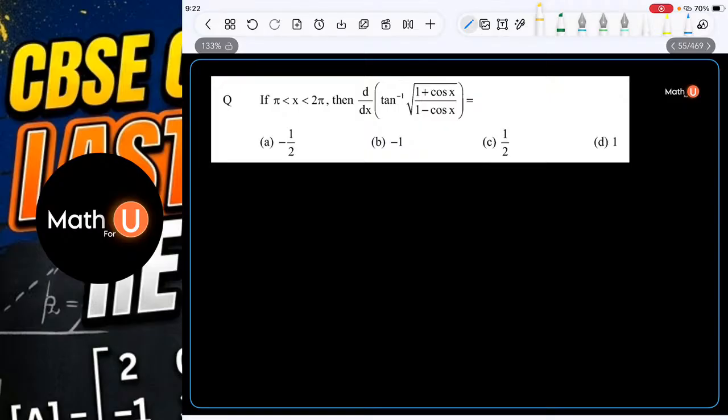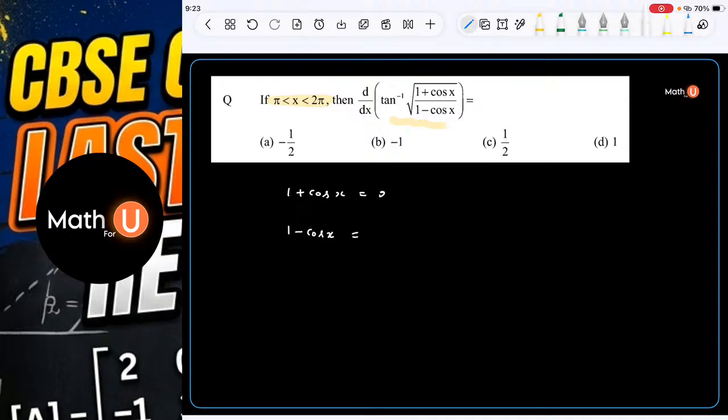Next, this is the question. x lies between pi and 2 pi, then differentiate this. We are going to use some important formulas here. We use the 1 plus cos x formula and the 1 minus cos x formula. We are going to use these two formulas here.